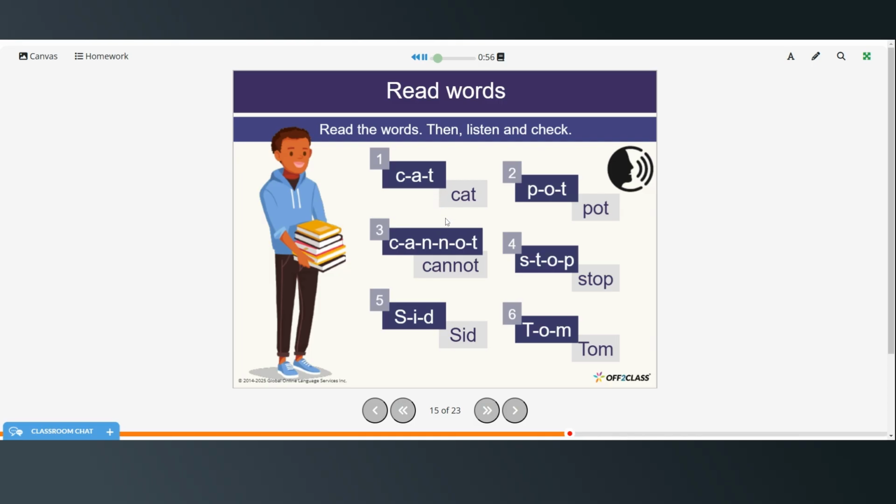at, cat, pot, c, a, n, n, o, t, cannot. s, t, o, p, stop. s, i, d, Sid. t, o, m, Tom.